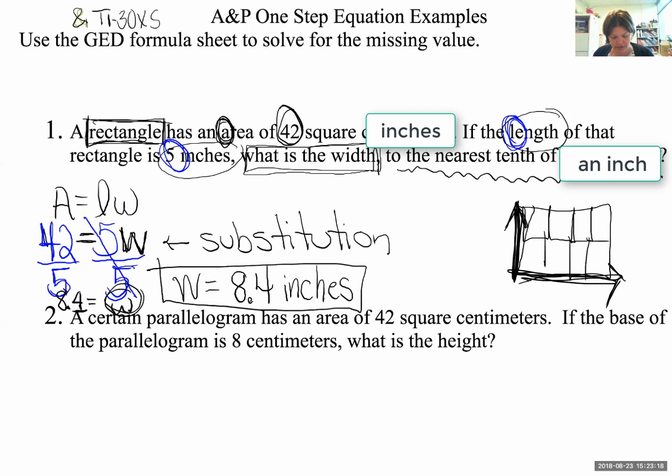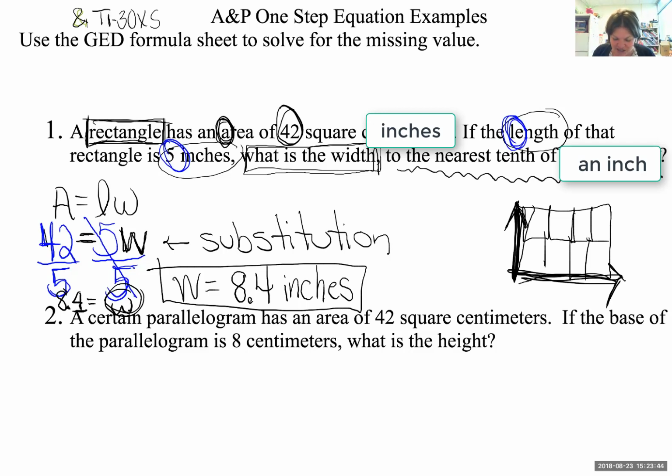So let's take a look at the next one. A certain parallelogram has an area of, what, am I obsessed with 42? I guess so. Has anybody ever read The Hitchhiker's Guide to the Galaxy? Or seen the movie? No. No, okay, sorry. The number 42 is supposed to be the answer to the world's biggest question, but nobody knows what the question is. Maybe it's what's the area of my parallelogram, I don't know.